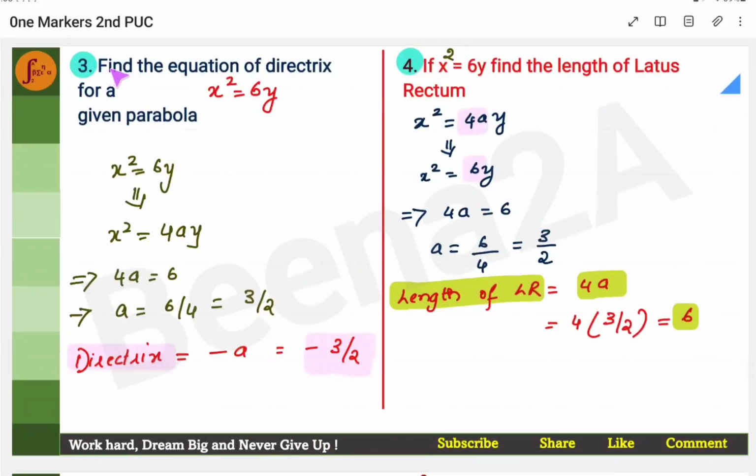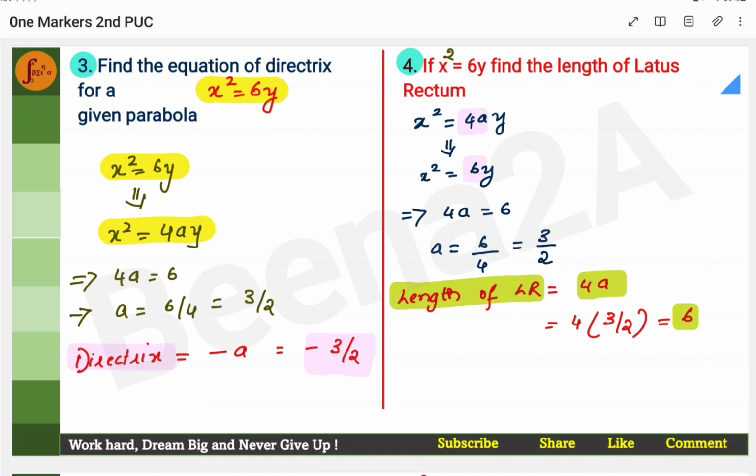The third problem, find the equation of the directrix, right? The parabola equation is given here. X square is equal to 6y. First, you have to write the actual general equation of the parabola. Now, looking at this equation, the general equation would be x square is equal to 4ay. This is the general equation.